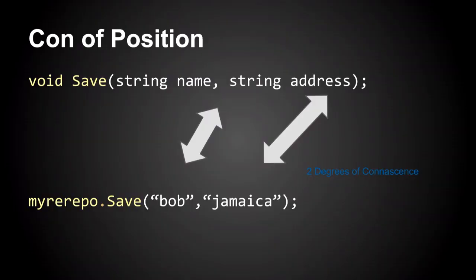Next. All right, connascence of position. So connascence of position is when the order of things is important, and the most obvious place where this could ever occur is the order of arguments to a method.